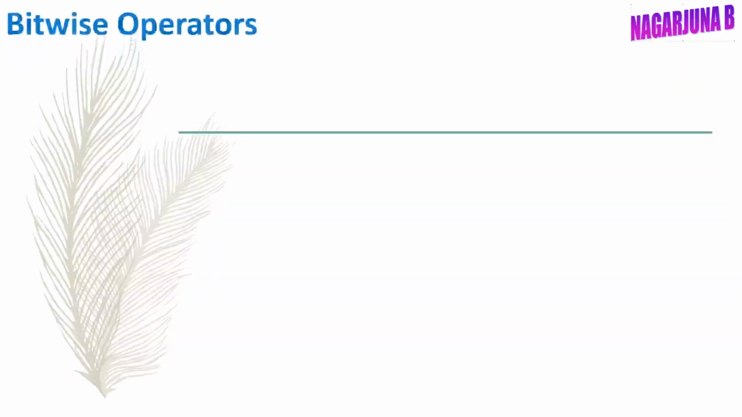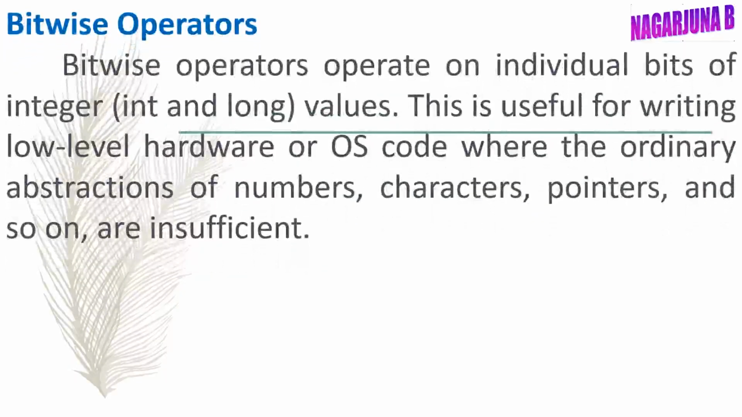Bitwise operators. Bitwise operators operate on individual bits of integer values. This is useful for the purpose of writing low-level hardware or OS code where the ordinary abstraction of numbers, characters, pointers, and so on are insufficient.